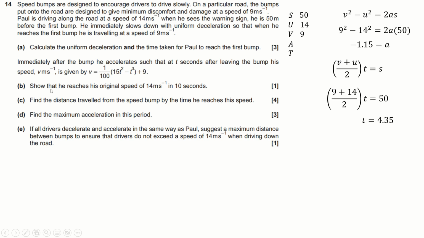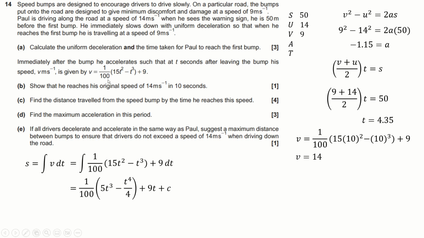So first it's asking, show he reaches zero speed in 10 seconds. So just shove 10 into there, and you find v is 14 very quickly. So that's just that done. And then next it says find the distance traveled. So we have to integrate v for the displacement, or the distance, I guess. So we integrate this thing here, which equals this, I think.